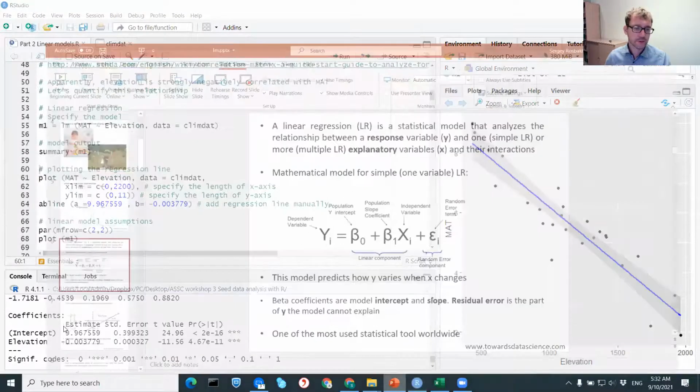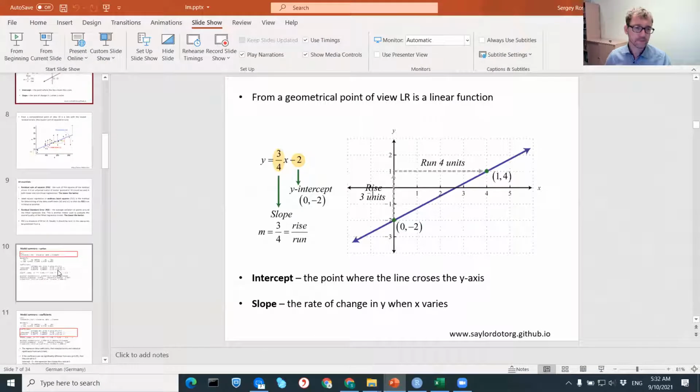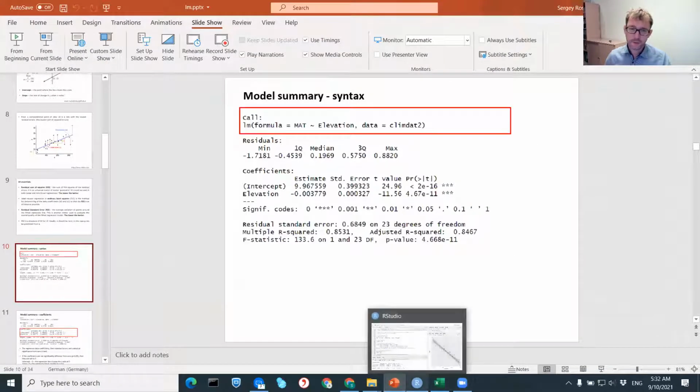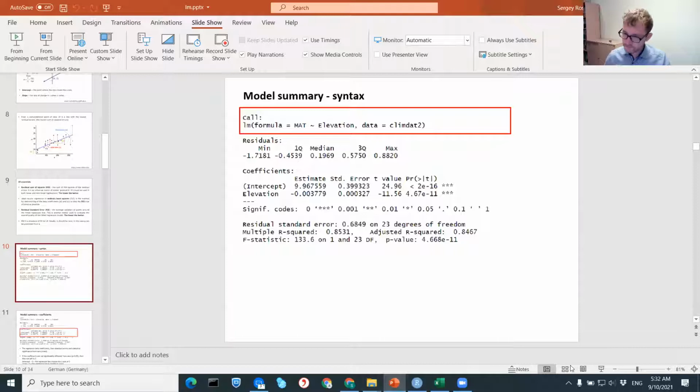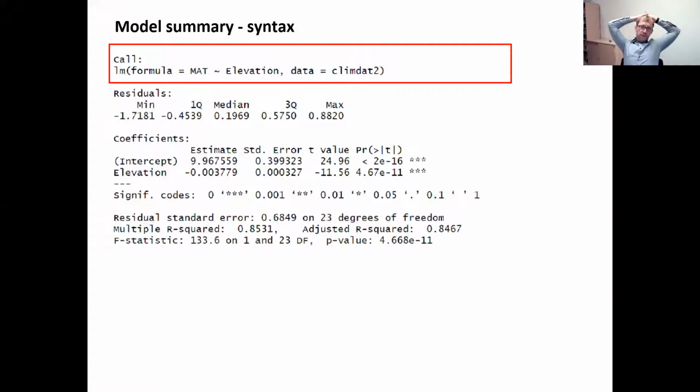I need to switch back to my slides. Right. Just a few words on how to interpret the summary, the linear model output. Well, always on the top, you have a line called Call. This is basically a short reminder of what you are fitting here. So again, the formula here: we estimate the relationship between mean annual temperature and elevation using the ClimDat data set.